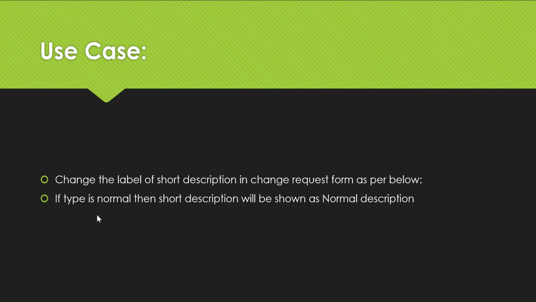If the change type is normal, then the short description will be shown as normal description. So basically there is one field in a change request, the short description, and we want to relabel that field as normal description when the change type is normal. So how will we do that? We'll see today. So let's go to the instance and try to implement it.